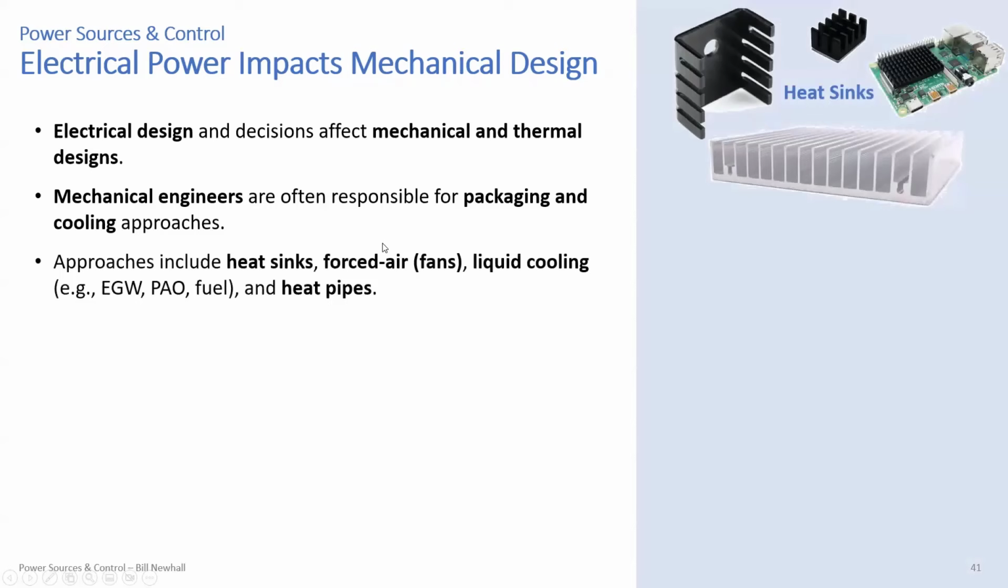So the approaches to getting the heat out include heat sinks like these up here, right? So these are heat sinks, forced air, which includes fans, liquid cooling. Liquid cooling could be water, it could be ethylene glycol in water, that's antifreeze, PAO, polyalpha olefin, which is an oil used for cooling, or even fuel sometimes flows through electronics in certain platforms to cool the electronics. And also heat pipes. Okay, so these are heat sinks.